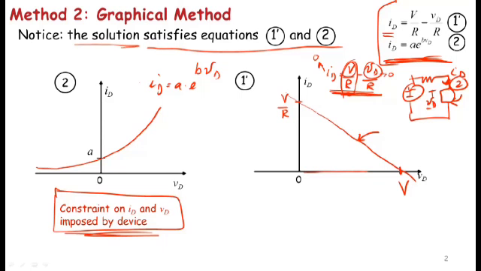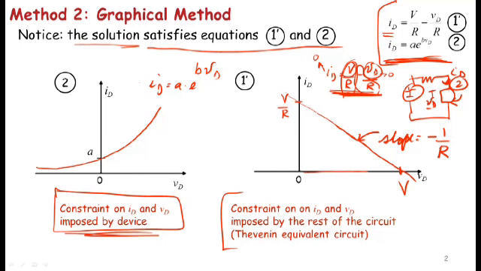Okay, from equation 1 prime, the slope is simply given by the coefficient of VD. Since the slope is negative, the line is inclined the following way. So the slope here is simply -1 divided by R. That is my constraint that relates VD to ID. And where did that constraint come from? That constraint on ID and VD has been imposed by the rest of the circuit.